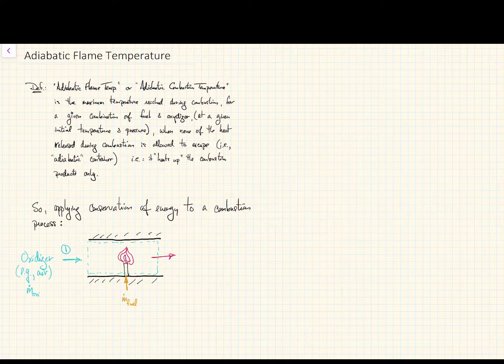And of course, the combustion products are now at a different temperature than the fuel and the oxidizer. And that temperature, T sub P, that's what we're after. That's going to be the adiabatic flame temperature, the temperature of the products, assuming no heat is released. So let's apply the energy equation to this figure.